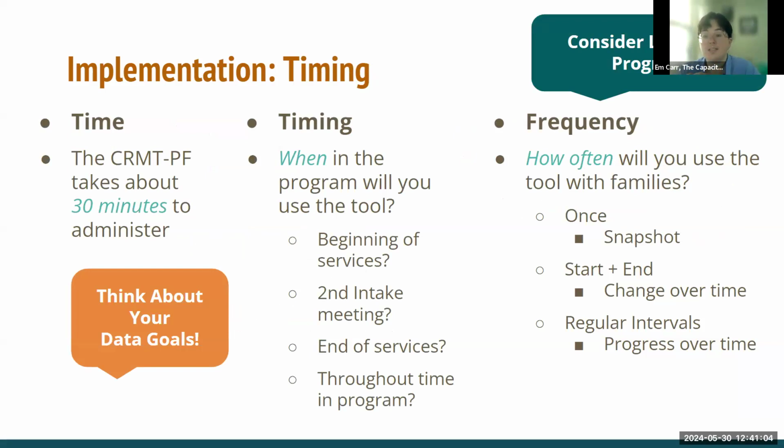This can be given once. It can be given twice, like at the start and at the end of services. It can also be given at regular intervals over time. So maybe you give it every 6 months to see change over time. And again, that ties into what your goals are. If you really want to demonstrate the impact of your program, you probably need a baseline as well as at least one more survey to show what change your program created, right, in the protective factor score. So your data goals will inform some of these decisions that you have to make.